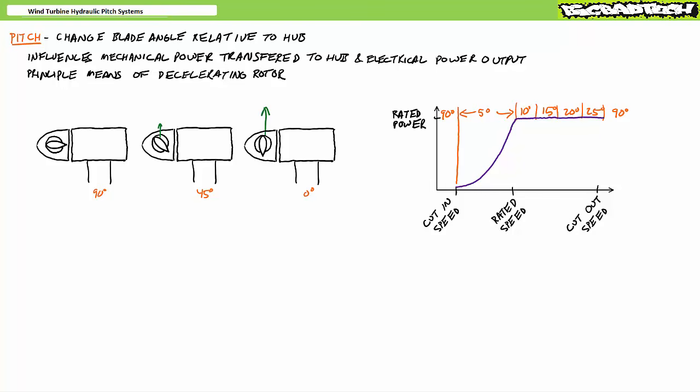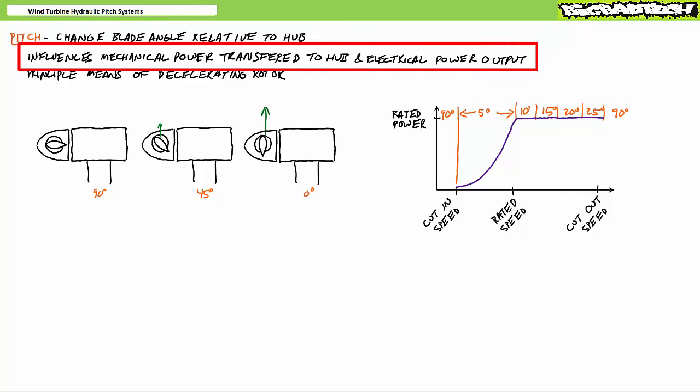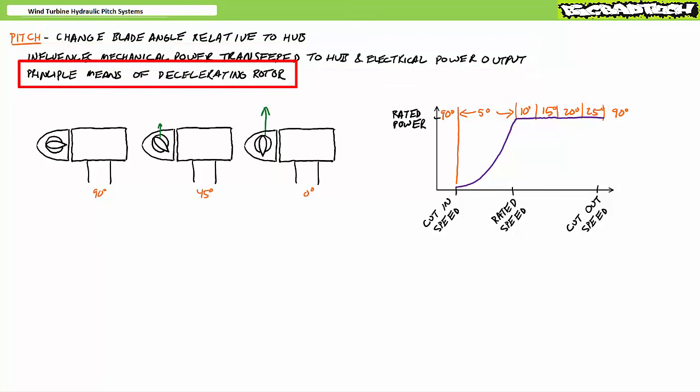At speeds above the cutout speed, the turbine effectively ceases production by aerodynamically braking the rotor with an extreme blade pitch angle of 90 degrees, such that the lift forces of the wind cease being transferred to the hub. Long story short, pitch control regulates how much wind power input is converted to electrical power output. Additionally, pitch angle is the single most influential property when it becomes necessary to rapidly decelerate a moving rotor.